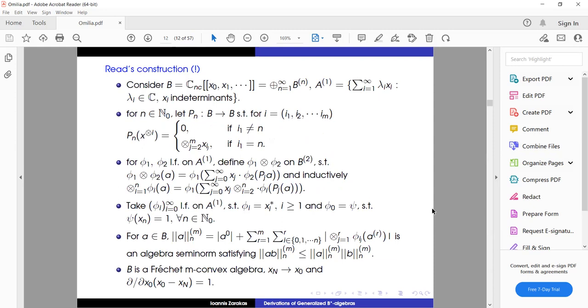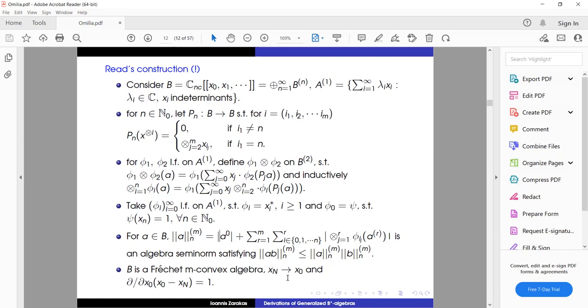Last, I noted down Read's construction. It was later on in his paper, Read, around, I think, 2000, where he found an example of a Fréchet m-convex algebra. Particularly, he regarded the algebra of power series in infinitely many non-commuting variables. And for this algebra, he constructed a very peculiar, a very bizarre topology, which is the last bullet point here. This is the topology that he gave for every element of the algebra. And in this topology, via these seminorms, alpha n superscript m, which are written here, he found that this Fréchet m-convex algebra is far from having automatic continuity, as we see in the last bullet.